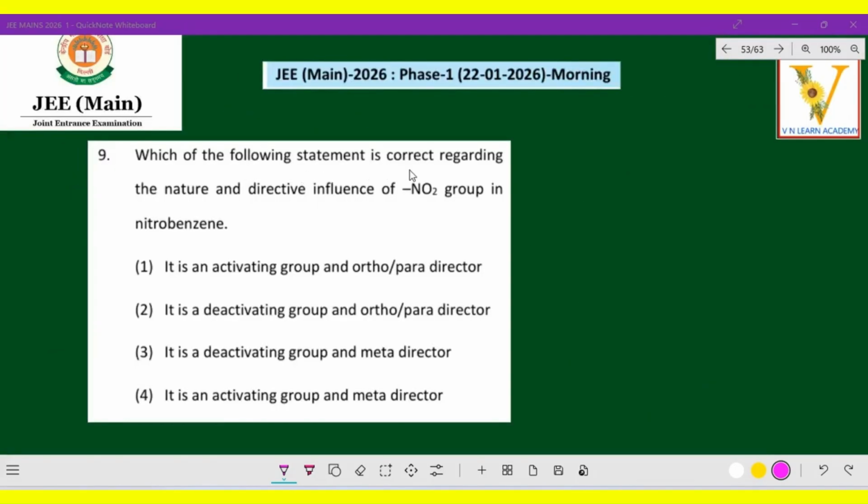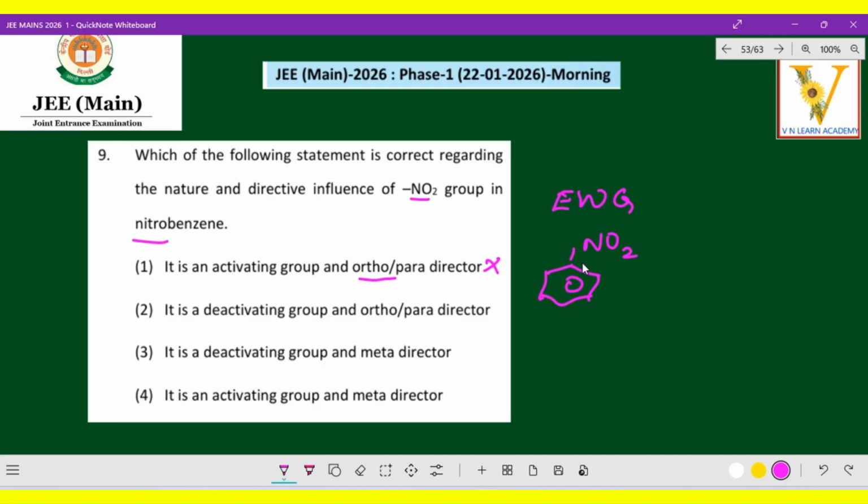Which of the following statements is correct regarding the nature and the directive influence of the nitro group? See, the nitro group is an electron withdrawing group, with high electronegativity, right? In nitrobenzene, NO2. So, which is the correct option? It is an activating group and ortho para director. Naturally, this is totally wrong. The nitro group is a meta directing group.